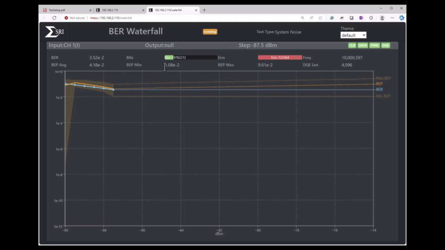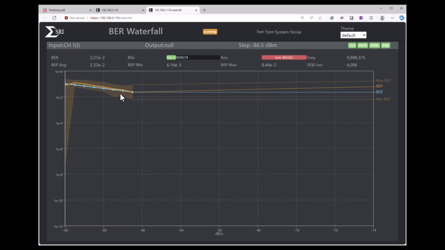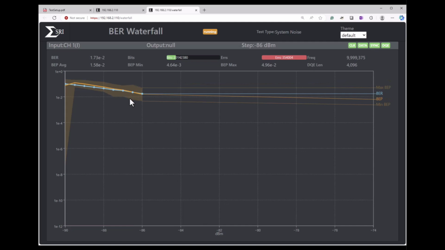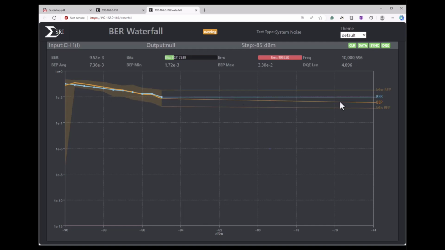At this point, we are displaying the max of this hash back here in the back. The orange displays the maximum and minimum BEP within a given measurement period. The blue line indicates the bit error rate. So we have the following bit error rate points. The orange line indicates the average bit error probability within those.